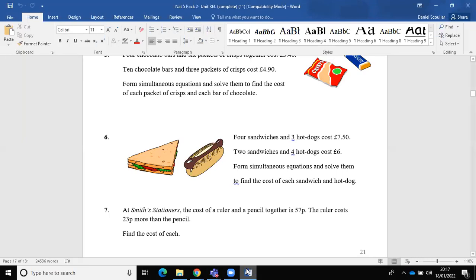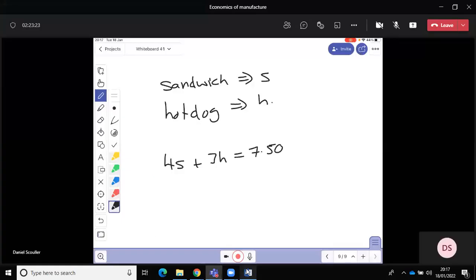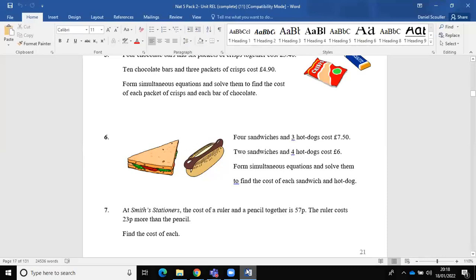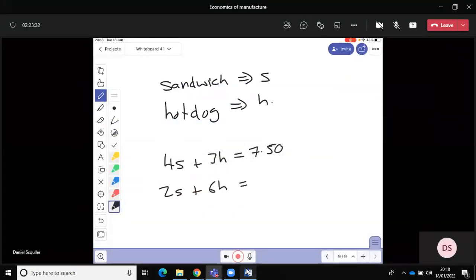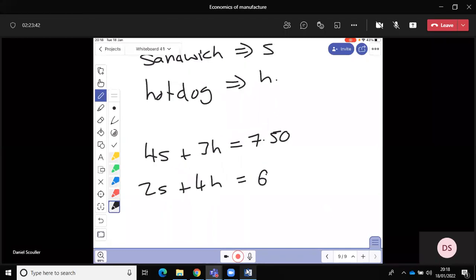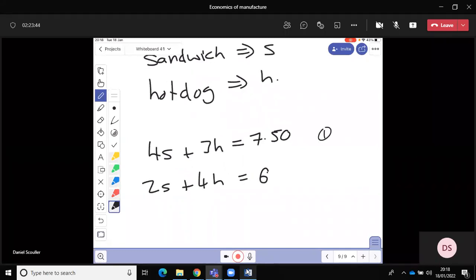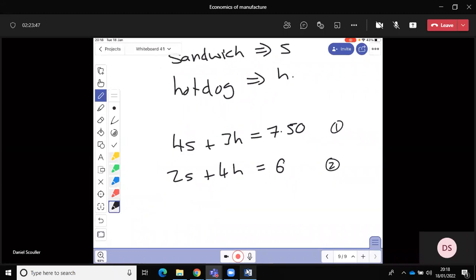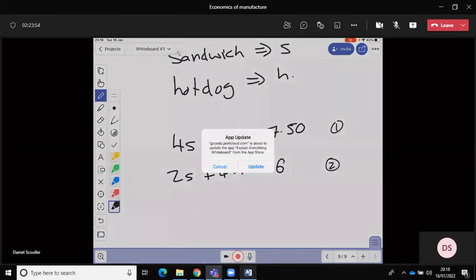2 sandwiches and 4 hot dogs equals £6. 2 sandwiches and 6 hot dogs equal, no, that's completely wrong, wasn't it? 2 sandwiches and 4 hot dogs equals £6. Okay, so there we've got two equations, and we can solve them simultaneously. So it's in the format we recognise.